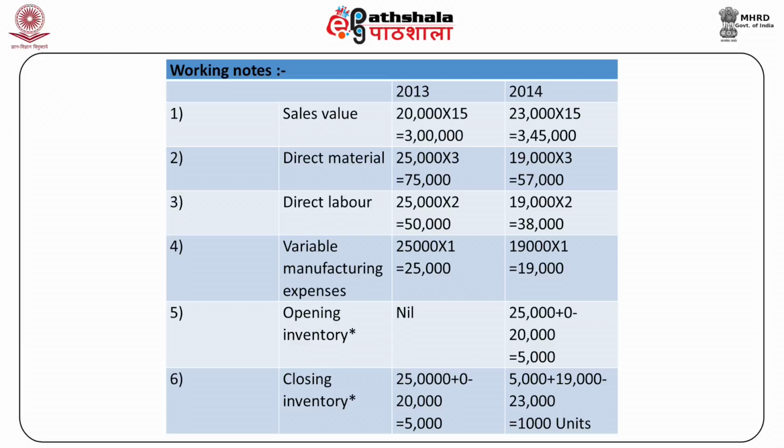The variable manufacturing expense is 25,000 into 1, which is 25,000 for the year 2013. For the year 2014, it becomes 19,000 into 1, which is 19,000. The opening inventory is nil in case of 2013. For 2014, it becomes 25,000 plus 0 minus 20,000, which is 5,000 units. The closing inventory for 2013 is 25,000 plus 0 minus 20,000, which is 5,000 units. The closing inventory for 2014 becomes 5,000 plus 19,000 minus 23,000, which is equal to 1,000 units.